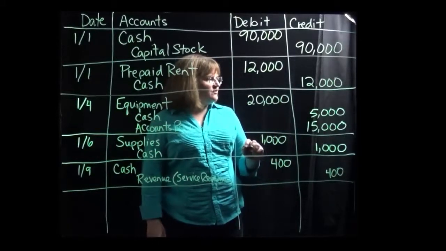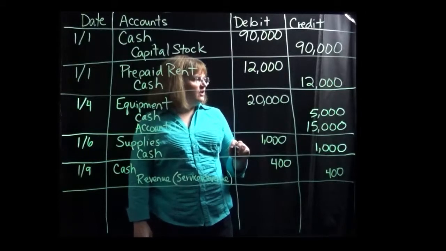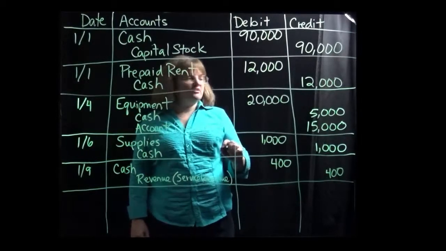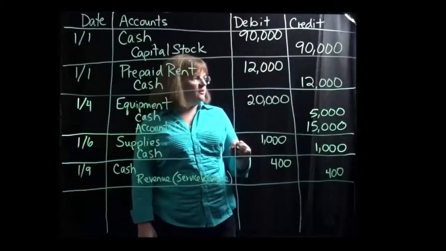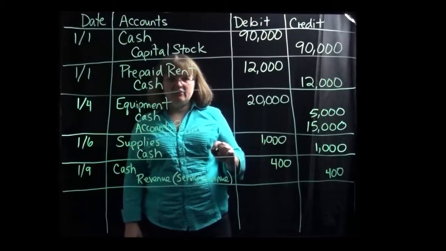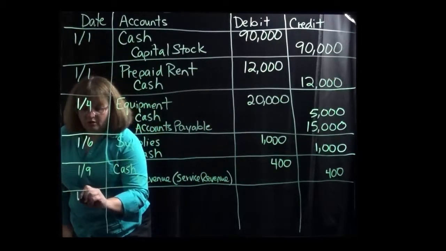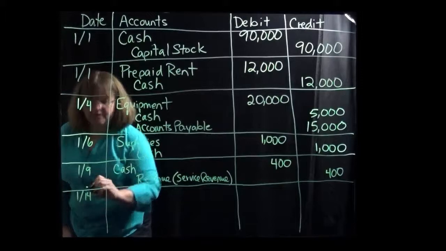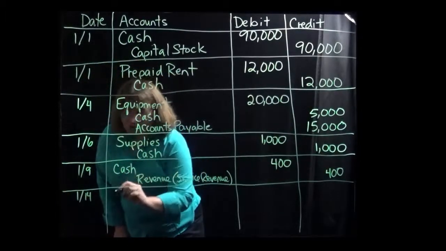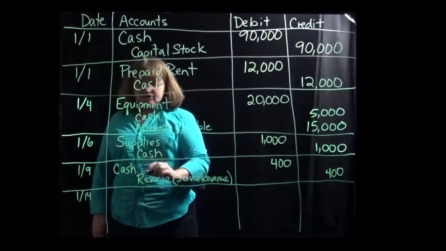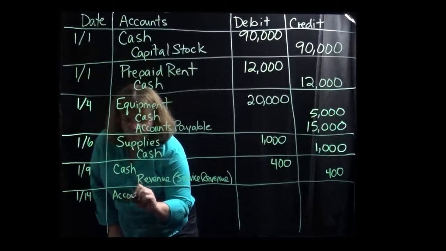Okay, our next transaction, it says on January 14th, the company performed services for customers on account for $600. And the customers are expected to pay within 30 days. This is a transaction then where the company did the work, but they have not yet received the cash. And so instead of debiting cash, we're going to debit an account called accounts receivable.